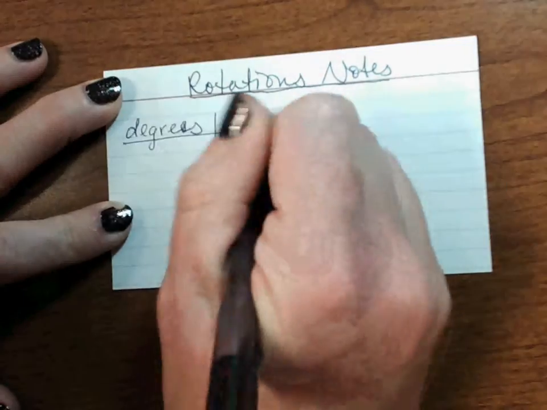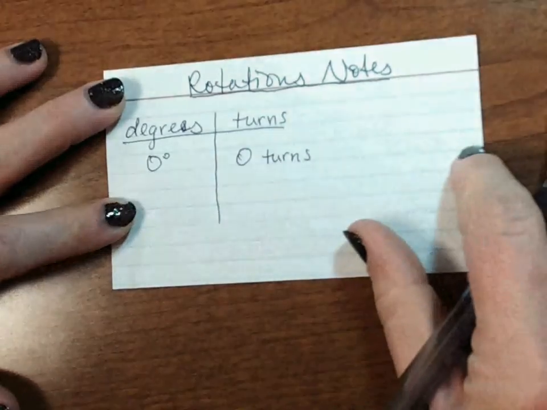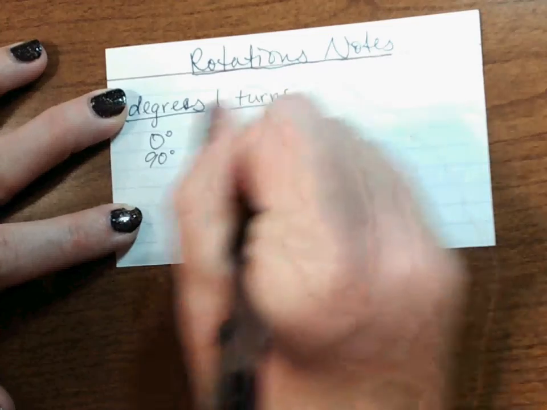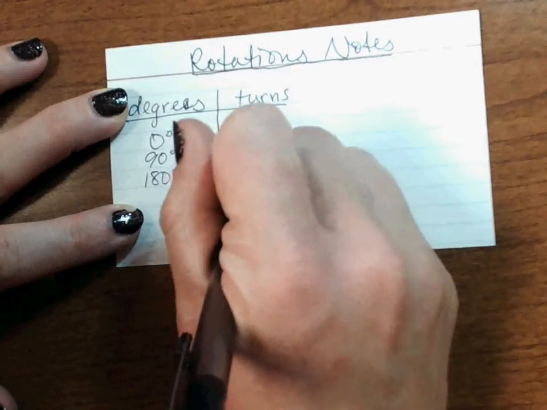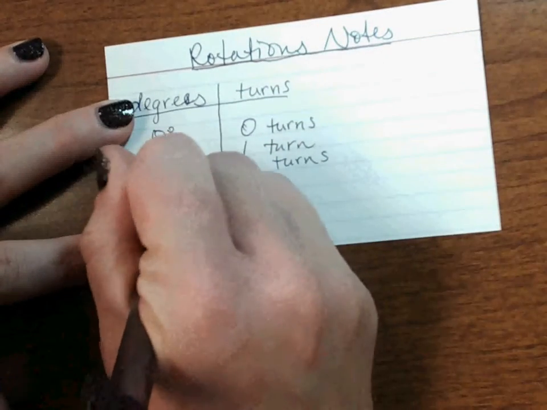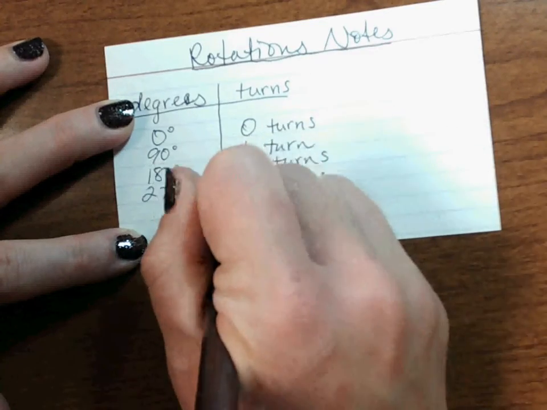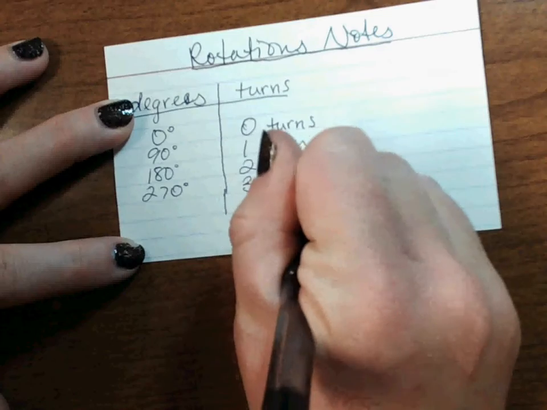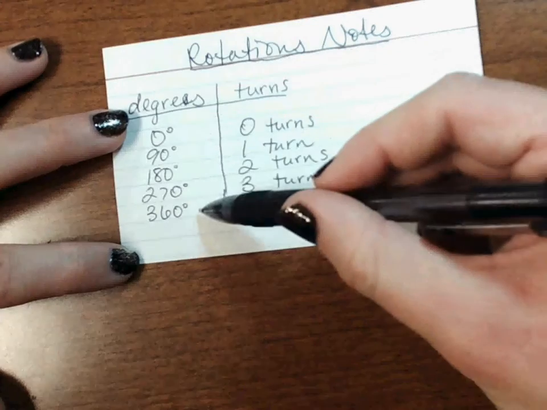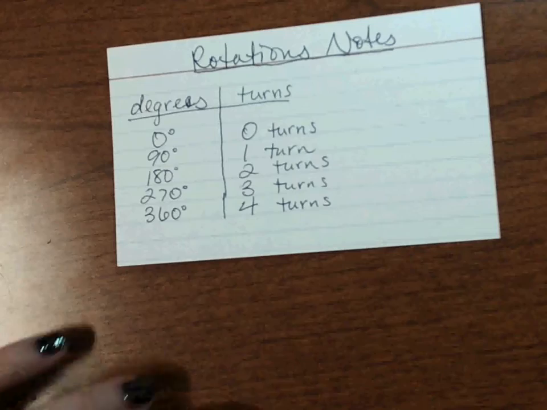So if they say 0 degrees, you're not turning at all. You're going to stay exactly where you are. If they say 90 degrees, that's going to be 1 turn. 180 is going to be 2 turns. I think you can kind of catch on to the pattern here. Add another 90, it's going to take you to 270, which is going to be 3 turns. And then finally, the 4th turn would take you right back to center, which is where you started. So 360 degrees and 0 degrees, you're not going to be turning at all. You're still going to be facing the exact same way.